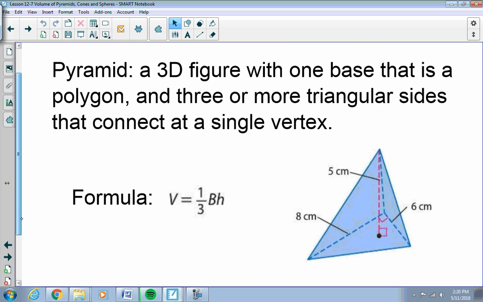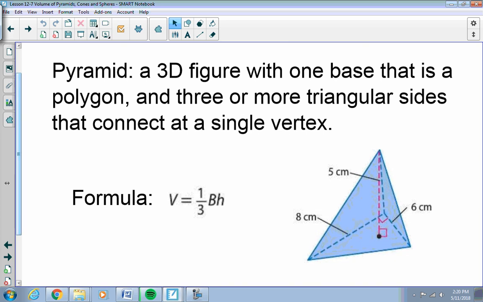So what is a pyramid? I have a definition, and then the formula. And I'm actually going to change the formula a little bit so you don't have to do it with the fraction. Okay? So if you don't want to write the formula yet, you don't have to. I'll do that in a second.